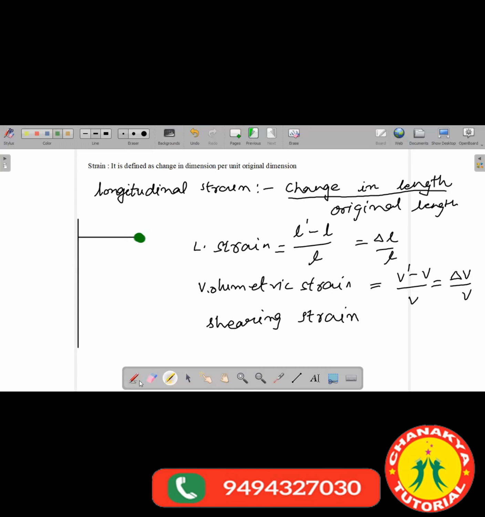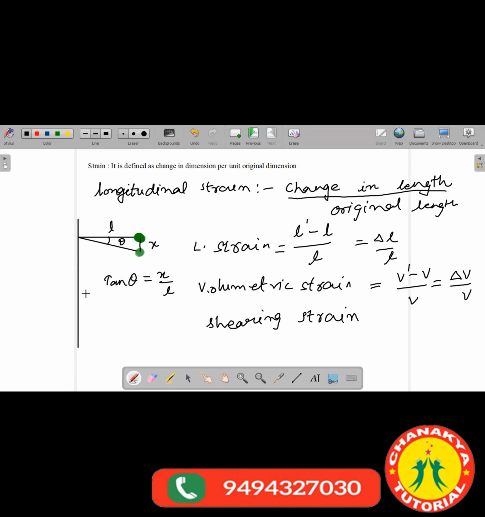I think, am I audible now? Yes, sir. Okay. So if you have some mass hanging from this, you will observe that there is a tilt being produced here. Let's say there is a tilt of angle theta. This tilt can be measured as follows: suppose it has come down by a distance x and its original length is L. This tilt can be measured by tan theta. We can say that tan theta equals x by L.